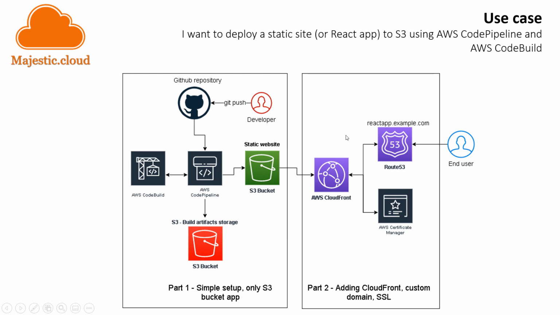For the more complex setup, we will use CloudFront to deliver the website instead of S3 static website, and we will also provision an SSL certificate with AWS Certificate Manager, because nowadays SSL certificates are a must. And then we will add a custom domain name in Route 53, which will route traffic to our end users.